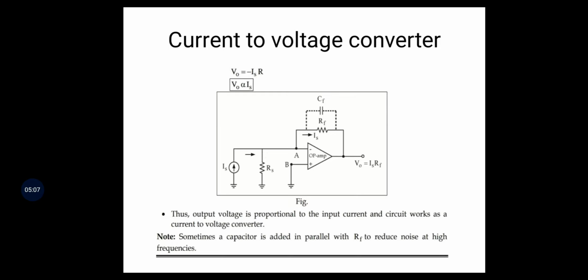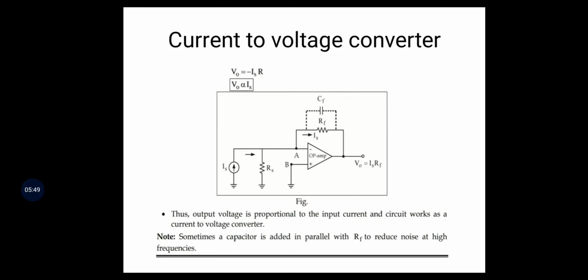The current drawn by the op amp is 0. So the total current IS flows through RF. That's why the output voltage V0 is equal to minus IS into RF. V0 is proportional to IS.